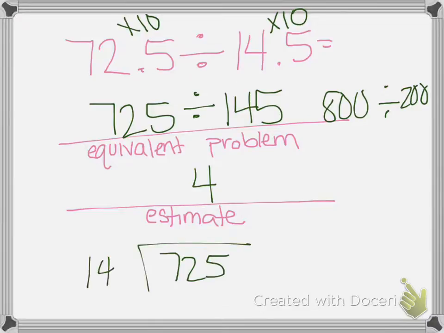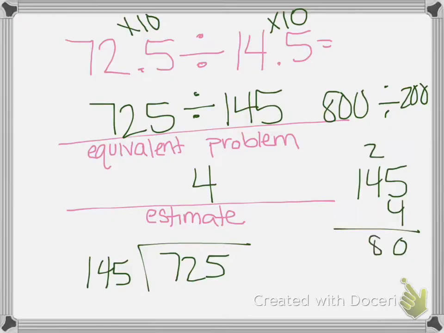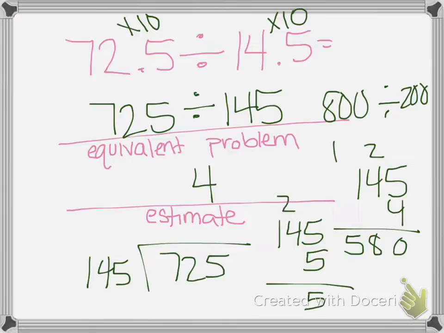I have to see how many times 145 goes into 725. So if I were going to guess, I'm going to check my estimate, which is 4. 4 times 5 is 20. 4 times 4 is 16, plus 2 is 18. 4 times 1 is 4, plus 1 is 5, so 580. That seems a little low, so let's try 5. 5 times 5 is 25. 4 times 5 is 20, plus 2, 22. 5 times 1 is 5, plus 2 is 7. So as you see, that actually works out perfectly. So my answer is 5.